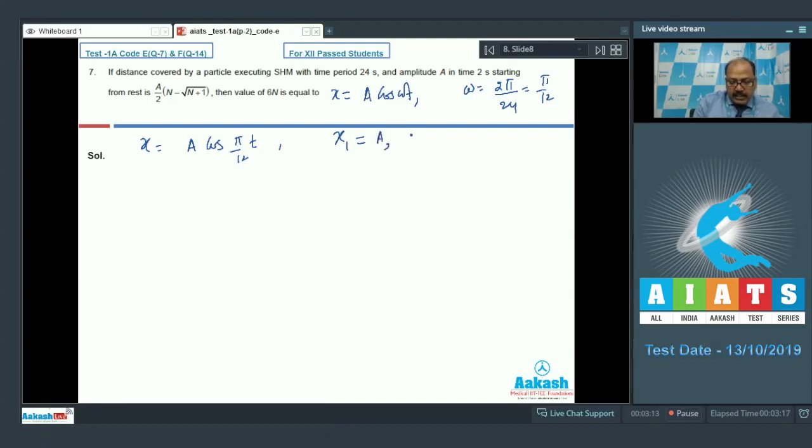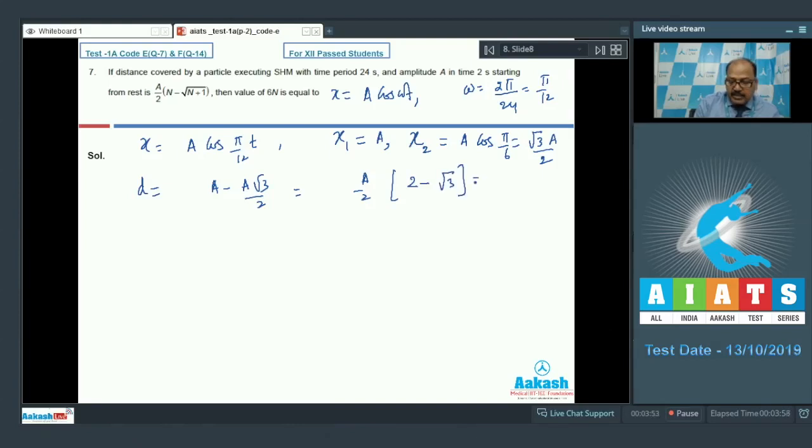Let's call it x1. x1 is the value of x at t equal to 0 and that is equal to a. And the value of x at t equal to 2 seconds, let's call it x2, is a cos pi by 12 into t, which is 2. That means it is a cos pi by 6, and that means this is root 3a upon 2. So the distance travelled equals a minus a root 3 by 2, or it's equal to a by 2 into 2 minus root 3.